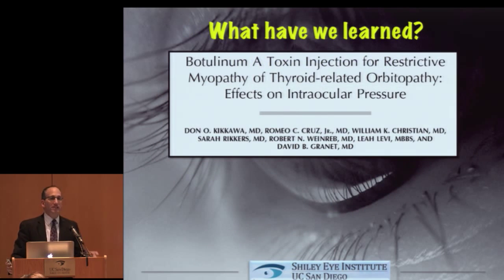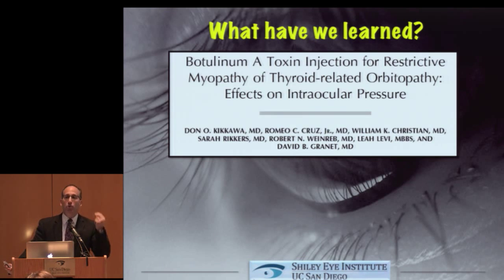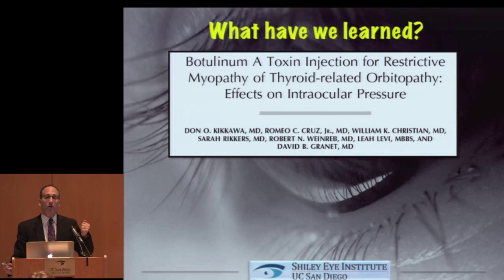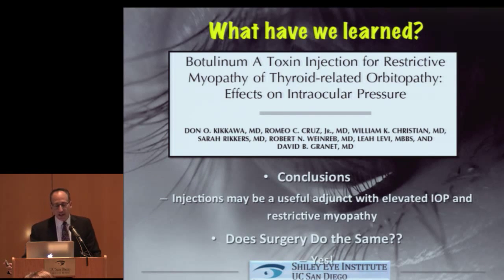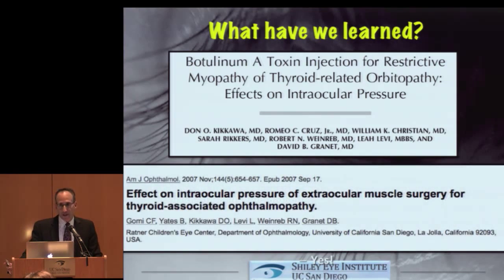The other thing we found out is that the big muscles push on the eyeball. And when they push on the eyeball, they raise your pressure. It makes you look like you have glaucoma. And there are some patients that we have taken care of that have been told they need glaucoma surgery. And what we found out is that when we do the Botox injection, relax those muscles, the pressure goes down. We also demonstrated the same thing happens when we operate on the muscles. So there are people we have prevented from having glaucoma surgery by operating on their eye muscles.